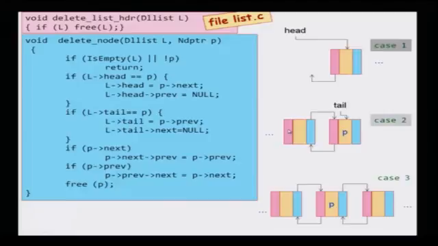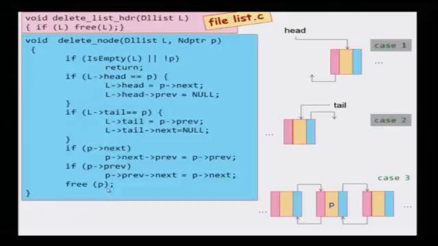Okay. So, in case 2, when P is the end of the list that we want to delete, then tail should go to P previous. Now, this node's next will point to null, because we are going to delete this node, and finally we will free P. Okay. So, L tail will go to P previous, L tail next will be null, and then finally you will free P. Okay.